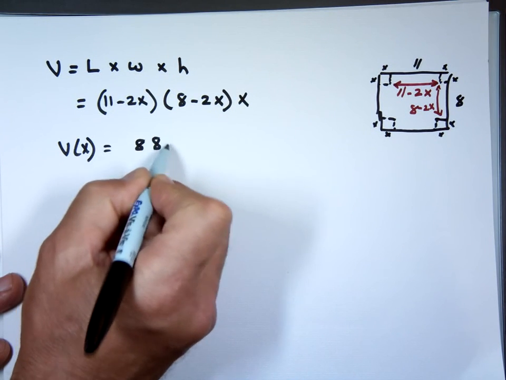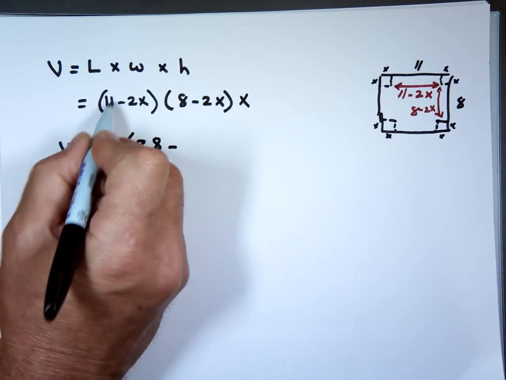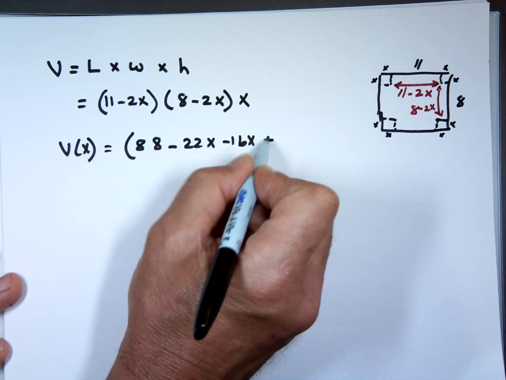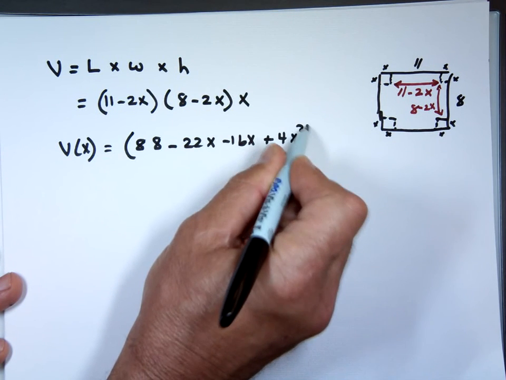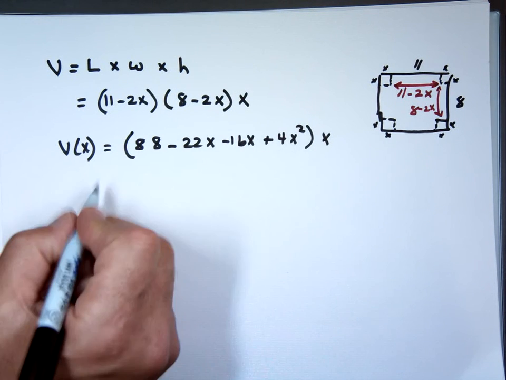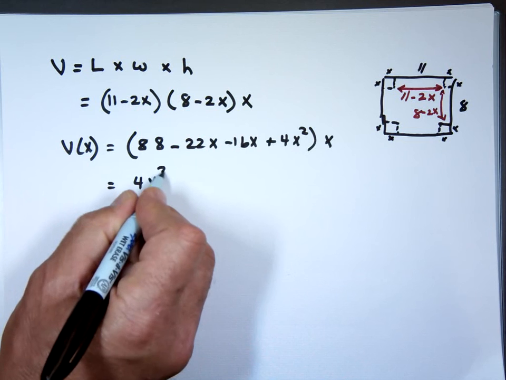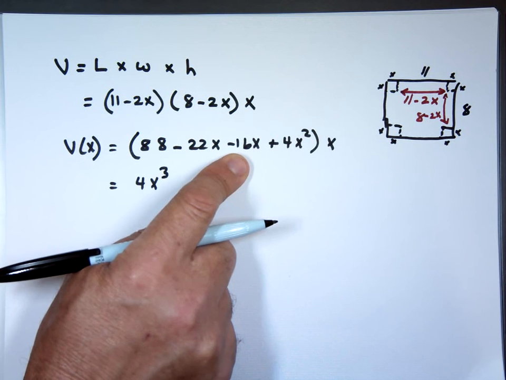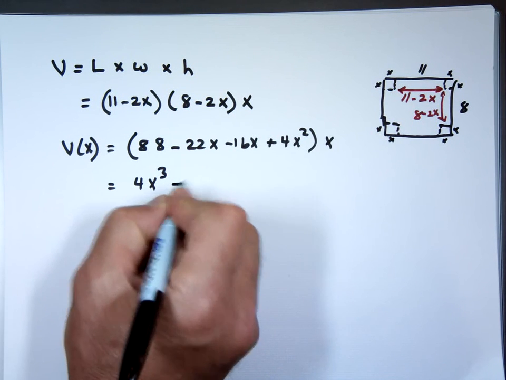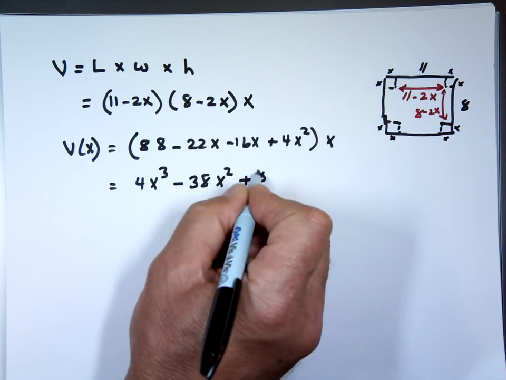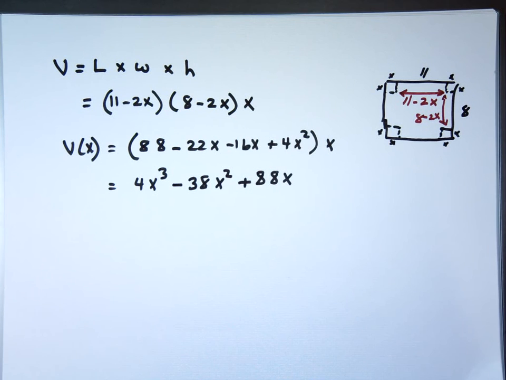If you FOIL it, 88 minus 22x minus 16x plus what? 4x squared times x. 4x squared times x is 4x cubed. What's negative 22 minus 16? Is that 38? I always like to write my answer in descending power. So that's the volume as a function of x.